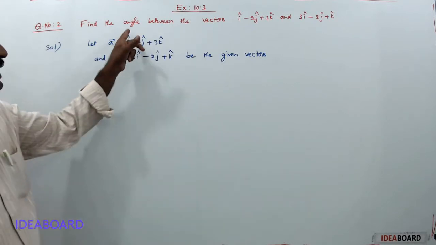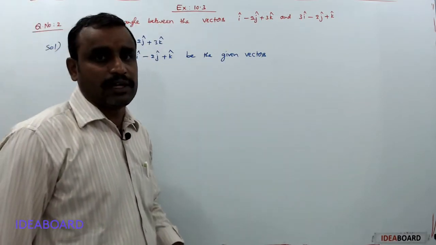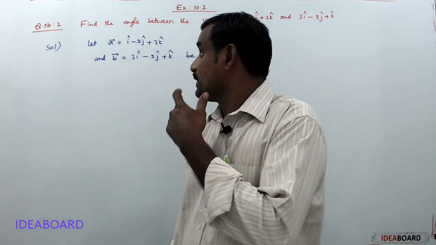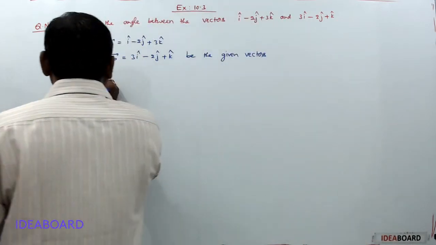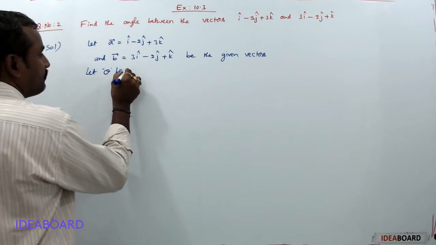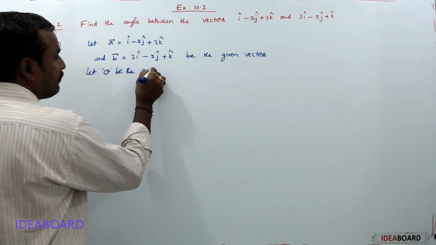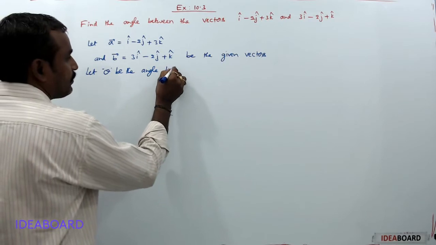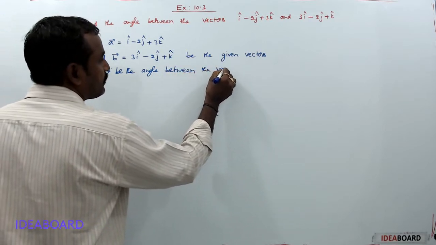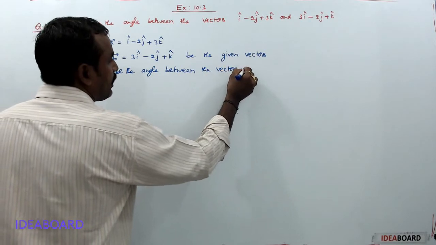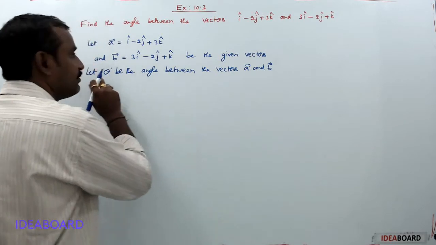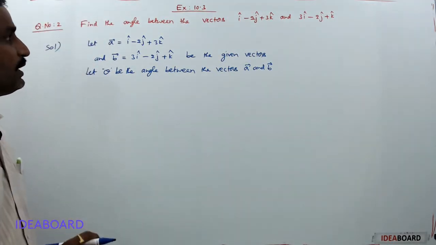So now the angle between them we wanted to calculate. We know that the angle between the vectors is theta. We are assuming, let theta be the angle between the vectors A bar and B bar. This is the required theta value we wanted to calculate.